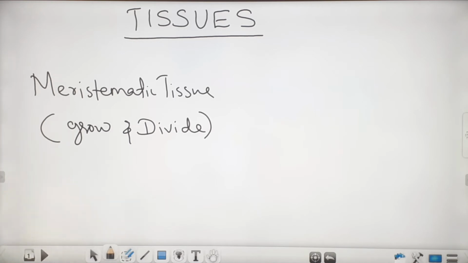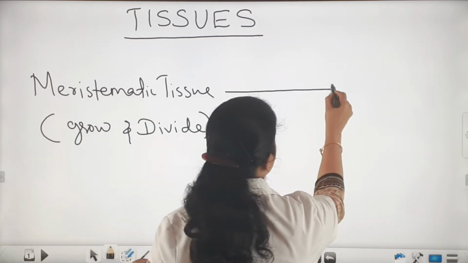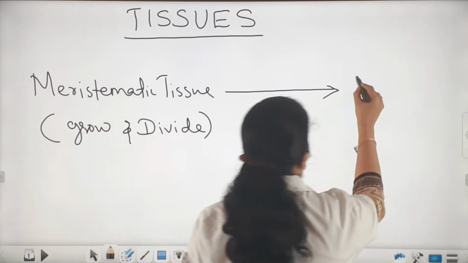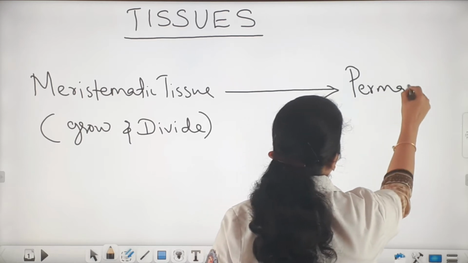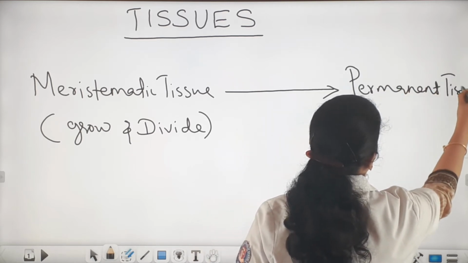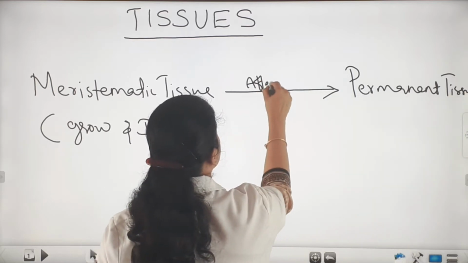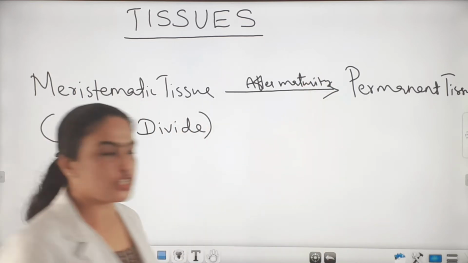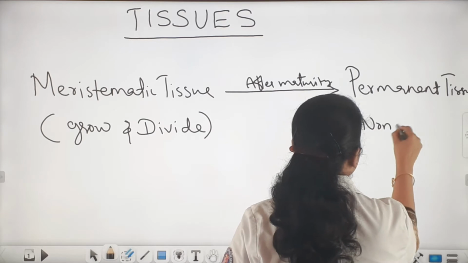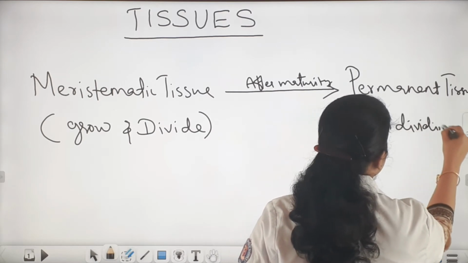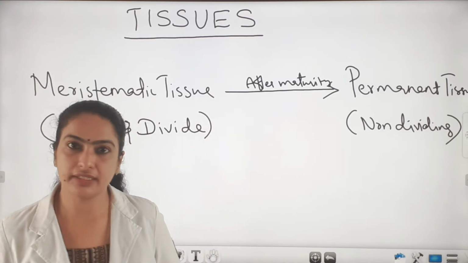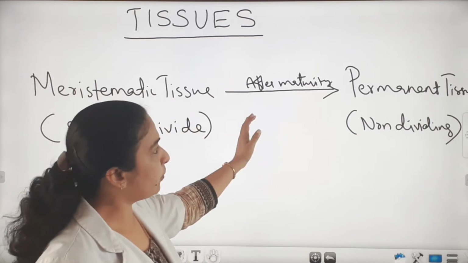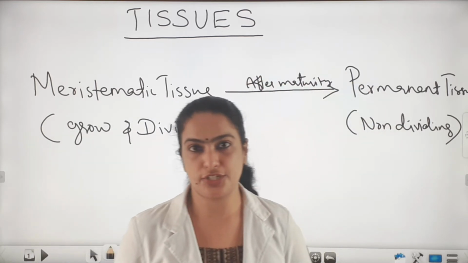When the meristematic tissue loses its ability to divide, it matures and differentiates into permanent tissue. After maturity, the meristematic cells differentiate to form permanent tissue. These are non-dividing tissue or cells. Is it clear? So when the meristematic tissue loses its ability to divide or grow, it gets differentiated into permanent tissue.